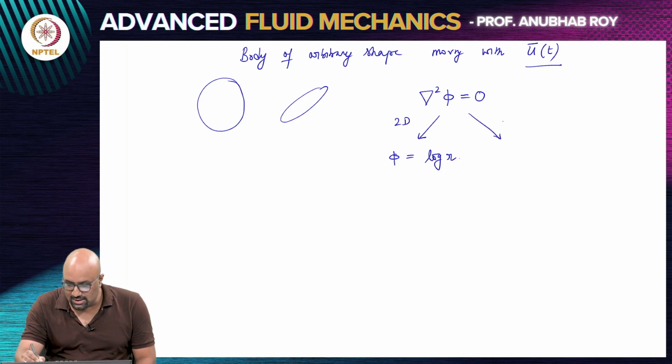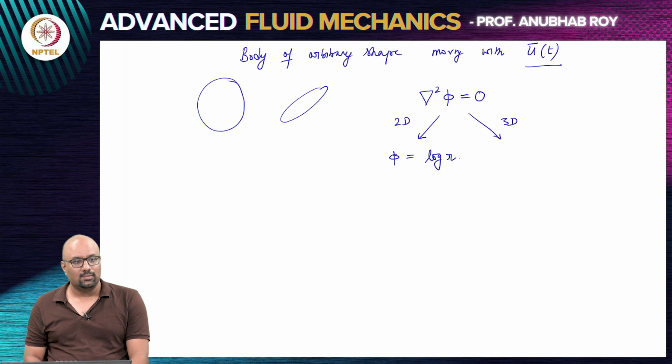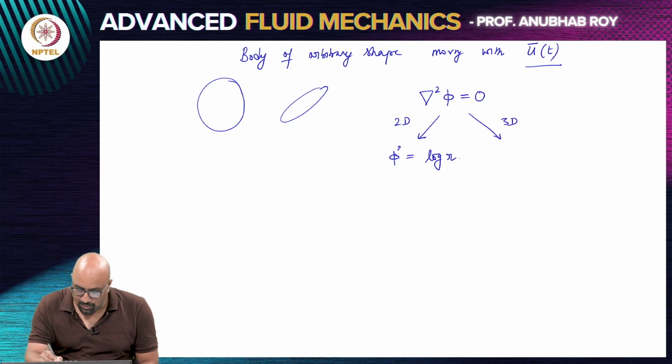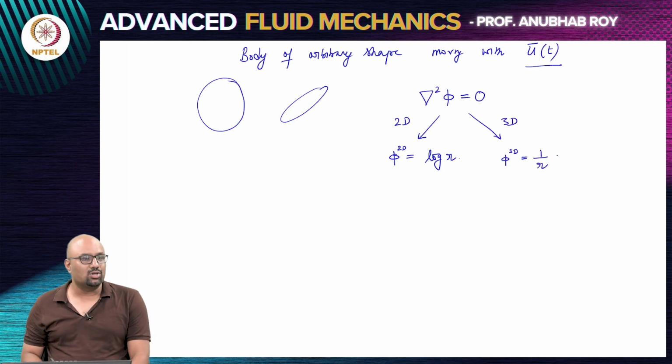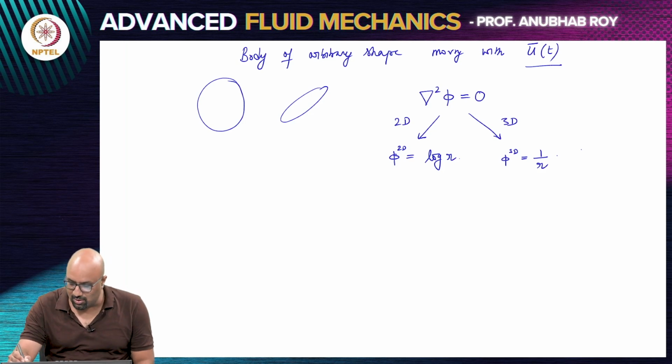Now if you do this in 3D, so I will put a 2D here, I will put a 3D here, you will find that 1 over r is a solution of the Laplace equation. It will be 1 by r squared, del by del r of r squared del phi by del r. So 1 over r will be a solution of this. This is basically known as the fundamental solution of the Laplace equation in 2D and 3D.